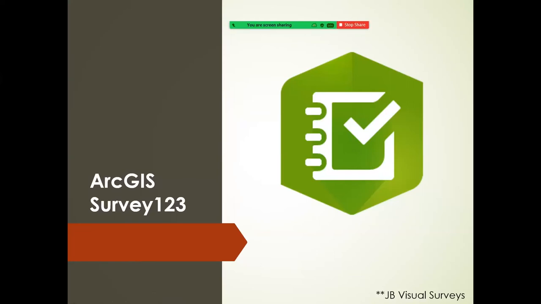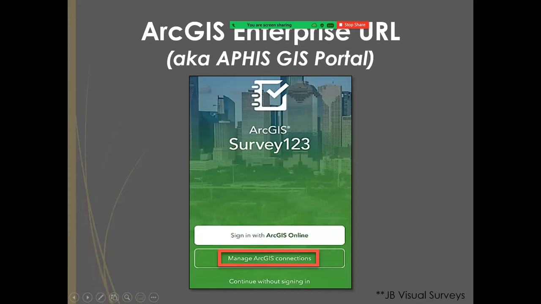Again, there is a user guide for you and self-paced training so that you can take yourself through things, and you're welcome to look back at those little videos just to refresh yourself if you find yourself getting stuck. On first opening ArcGIS Survey123, you'll see something like this. It will ask you if you want to sign in with ArcGIS Online or manage ArcGIS connections. And I've got a red box around managing connections. You'll need to set up that enterprise connection with the URL and make that connection first.